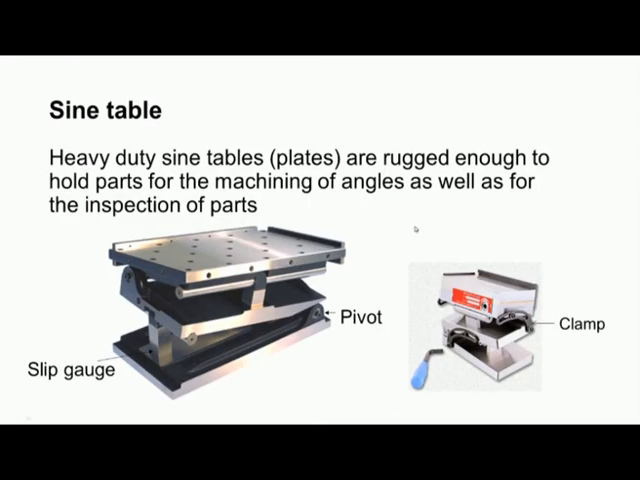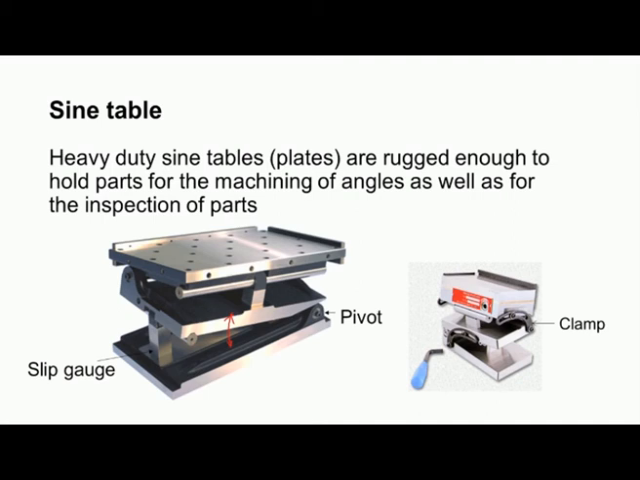Now, another variation of the sine center you can see here. This is called a sine table. So, this is the base of the sine table, and you can see the sine table can be tilted. You can see the pivot here. A roller is fixed to the sine table, and between the roller and the top surface of the base, we have to insert the slip gauge.